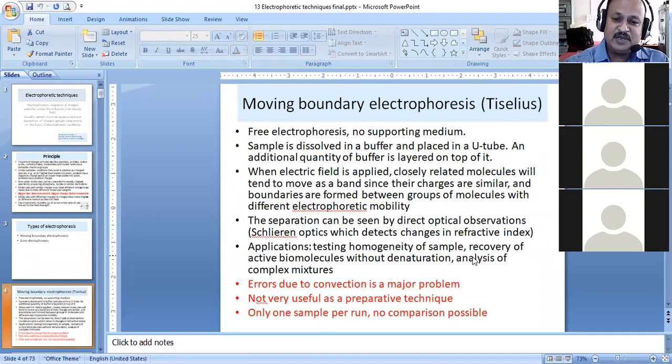What is the next application? Recovery of active biomolecules without denaturation. Can you tell me the meaning of this statement? Recovery of active biomolecules without any denaturation. Without breaking of bonds, sir. Okay, denaturation. Yes, you are correct.